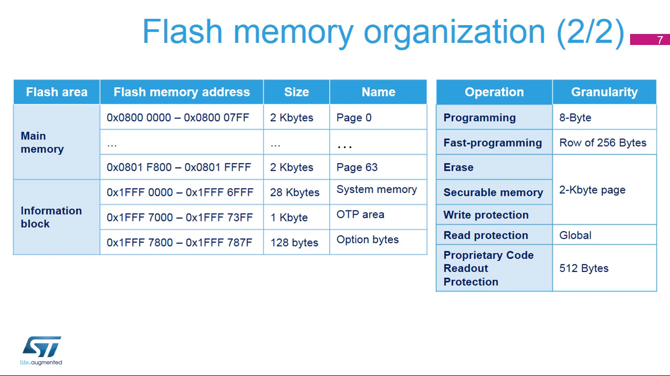The first table details the memory organization based on a main flash memory area and an information block. The second table details the granularity of the flash memory operations. Programming is done on 8-byte double words. Fast programming is done on a row of 256 bytes. Erase is done either globally, mass erase, or on 2 KByte pages.